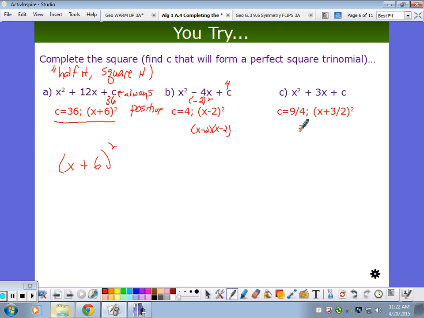Now this one, it's the same rules. Take half of 3, you get 3 halves. Square it, you get 9 fourths. So that's x squared plus 3x plus 9 fourths. This is a perfect square trinomial because it will become x plus 3 halves squared, right? That 3 halves is what goes here. Isn't it? Yes.